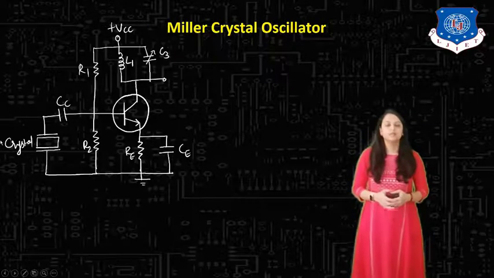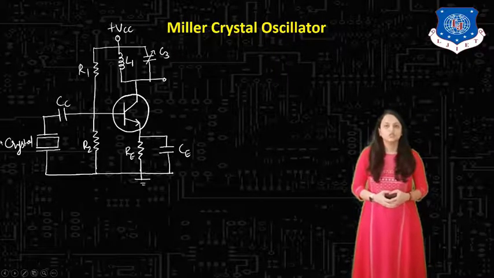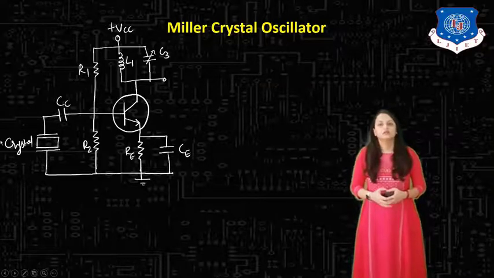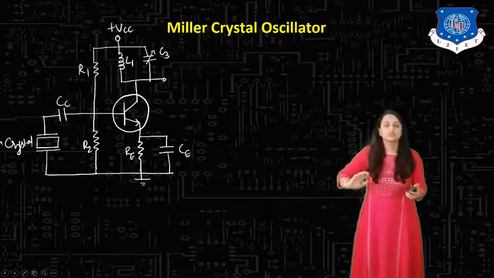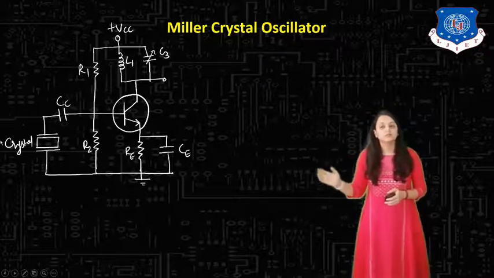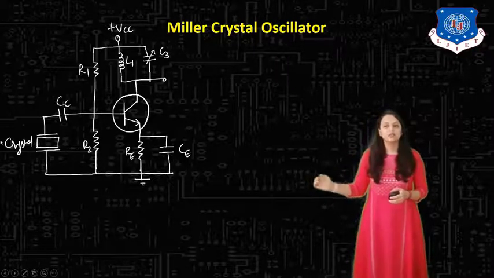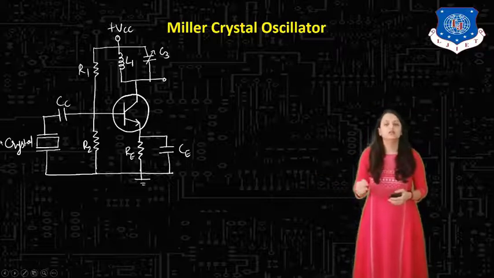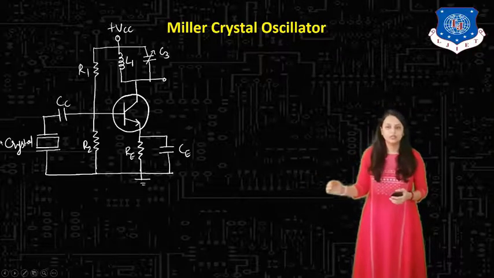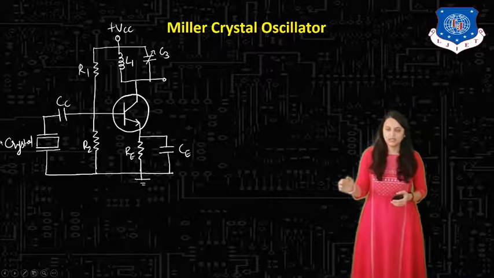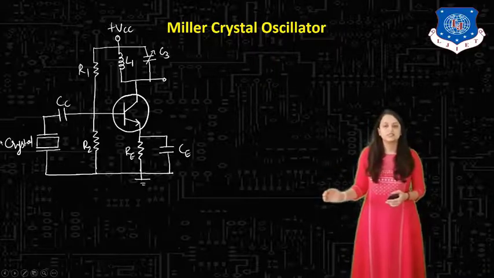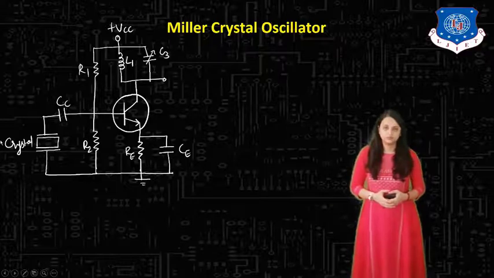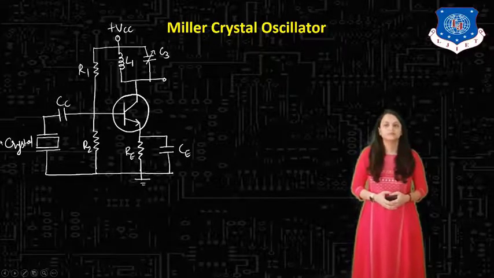Next is the Miller crystal oscillator. In this, as you can see, the crystal is connected differently from the previous one. It is given to the input side of the CE amplifier. Here L1 is the inductance, C3 is the variable capacitor, RE is the emitter resistance, and CE is the emitter capacitance. Okay.